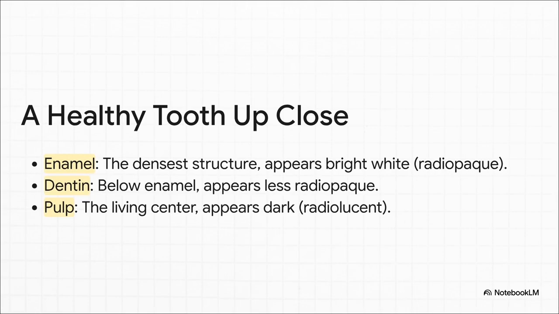Now let's zoom way in and look at just one healthy tooth. It's kind of like a layer cake of different densities. That outer layer, the enamel, it's the hardest, densest substance in your entire body, so it shows up as the brightest white. Right under that is the dentin, which is a little less dense, so it looks more like a grayish white. And then, right in the middle, you have the pulp. That's the living nerve and blood vessels. Not dense at all, so it appears as a dark chamber running down the center.